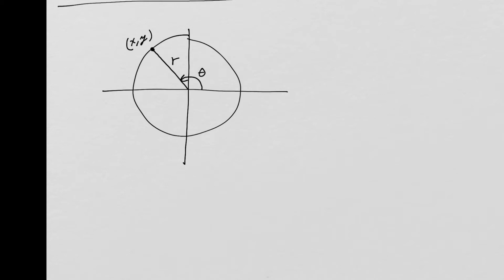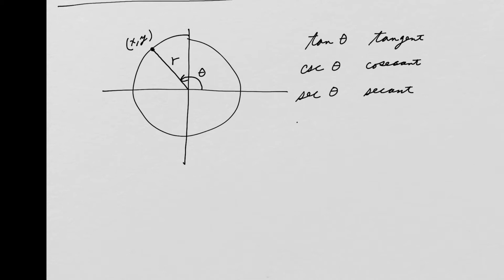So now we want to talk about the other trig functions, which are tangent. If we write it out, it's T-A-N-G-E-N-T. Cosecant. Secant. And cotangent.